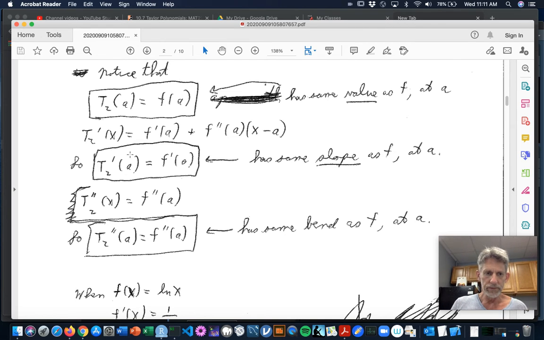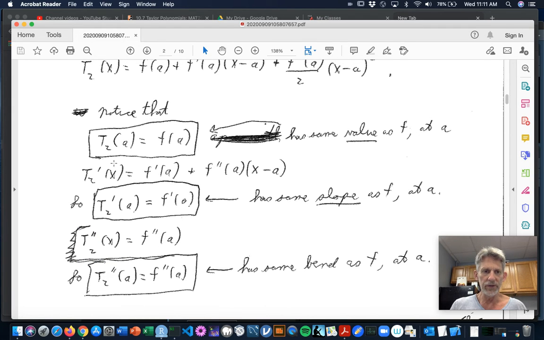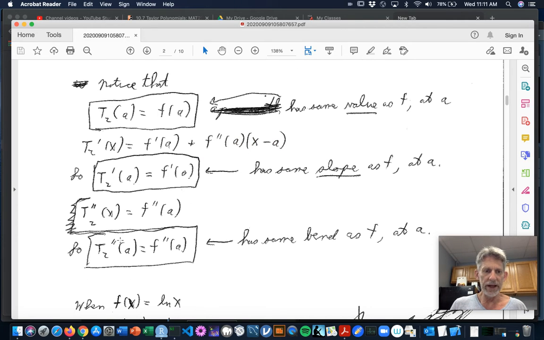But there's more. Take the second derivative of this polynomial. So here's the first derivative. Let's imagine its derivative. This is a constant as far as x is concerned, so we only need to look at the derivative of this constant times an x minus a, and the derivative of that will be that constant f double prime of a. And so that's saying that the second derivative of the curve is the same as the second derivative of this polynomial at a.